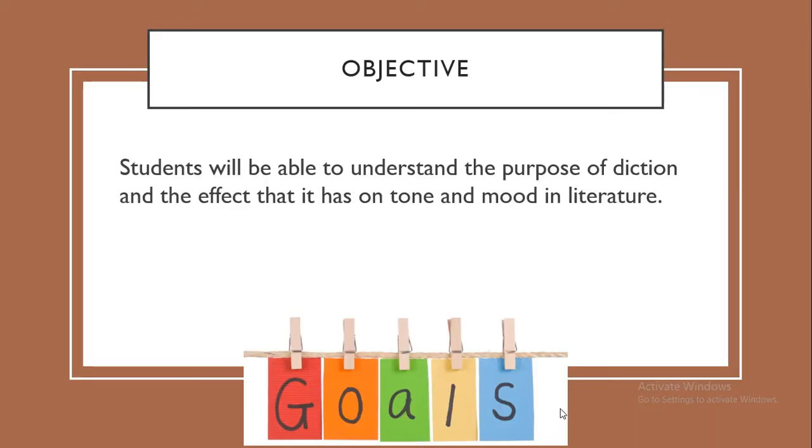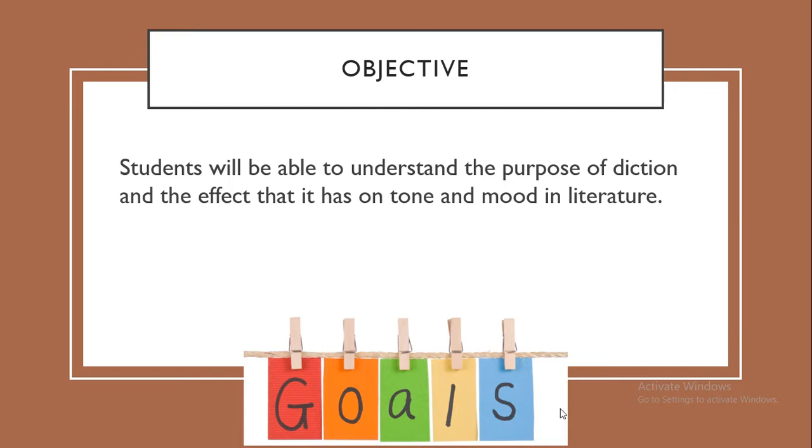Okay, so today's objective is students will be able to understand the purpose of diction and the effect that it has on tone and mood in literature. So we will be continuing the lesson from yesterday. I saw that we did very well on the exit ticket from yesterday. If you haven't gotten that in, you do need to get it in. But almost all of us have it in, and the results look very well overall.